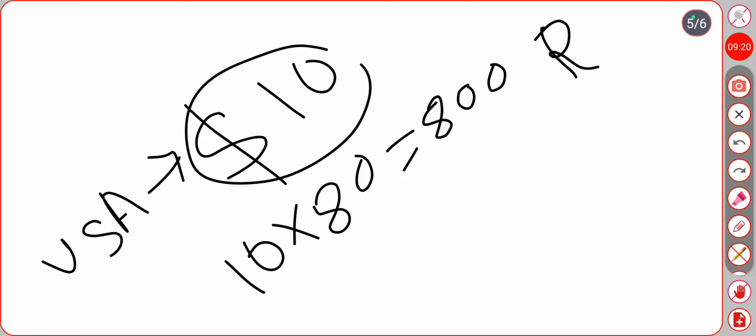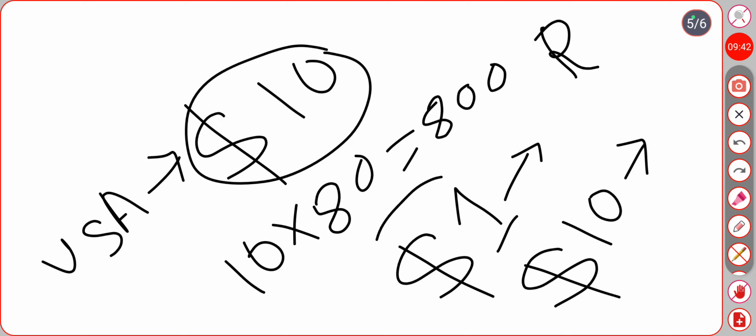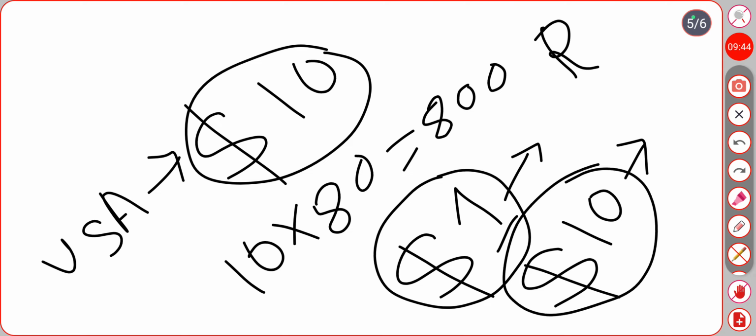If we only consider $1 in India for salon service or a haircut, or $10 in the USA for haircutting, where do we need to pay more? We need to pay more in the USA and less in India. There is a parity, and it is much easier to understand.